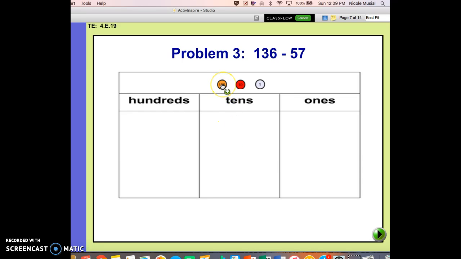Okay, so the first thing you should have done is you should have built 136. So there's 1 in the hundreds place, 3 in the tens, and then 6 in the ones. And we have to take away 57. Can we take away 57? No, I only have 6 ones. I'm going to unbundle a 10. And I'm going to put my 10 ones here.